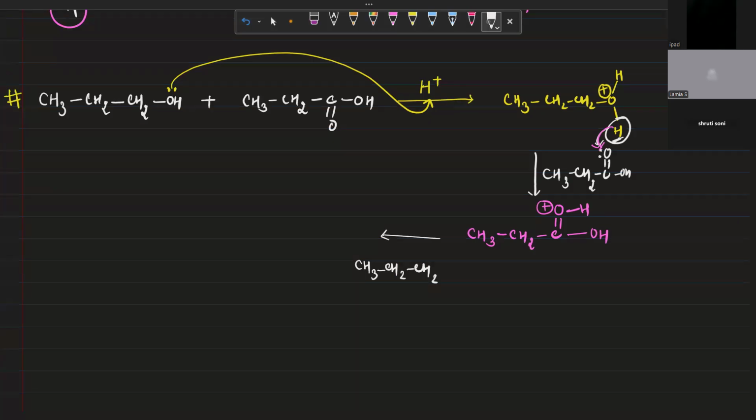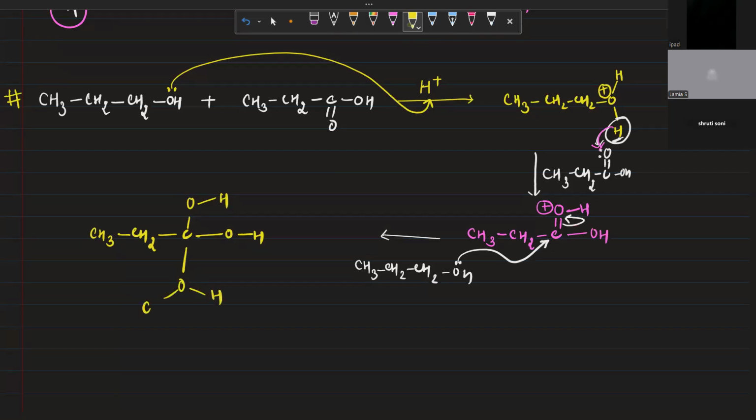No. Now the alcohol will attack. Alcohol will attack on this part, and then this bond shifts to here. So after that, the compound is CH3, CH2, C, O, H, O, H, and here is O, H, CH2, CH2, and CH3. Now this is the positive part. What will be the next step?